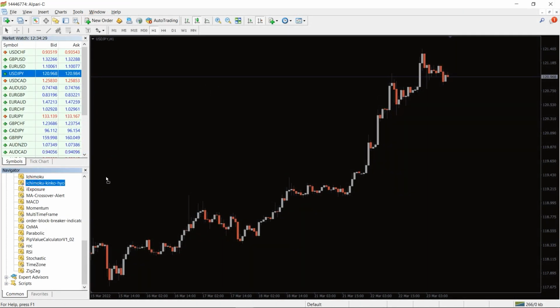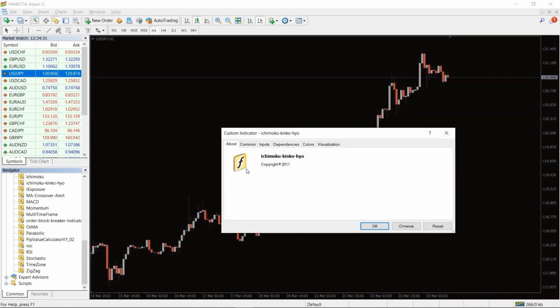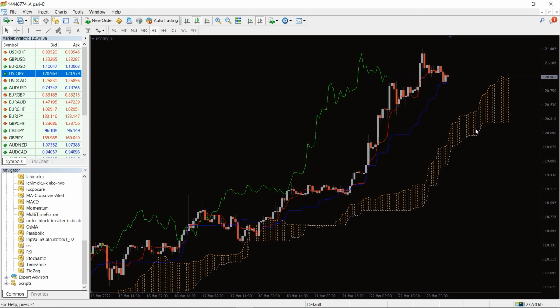To run the indicator, simply drag the Ichimoku Kinko Hyo indicator from the indicator list to your MT4 chart. And please, don't forget to click on the Allow Daily Imports in the settings window.